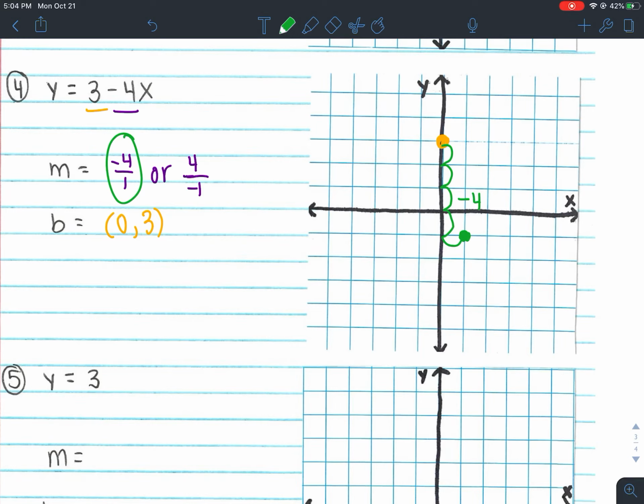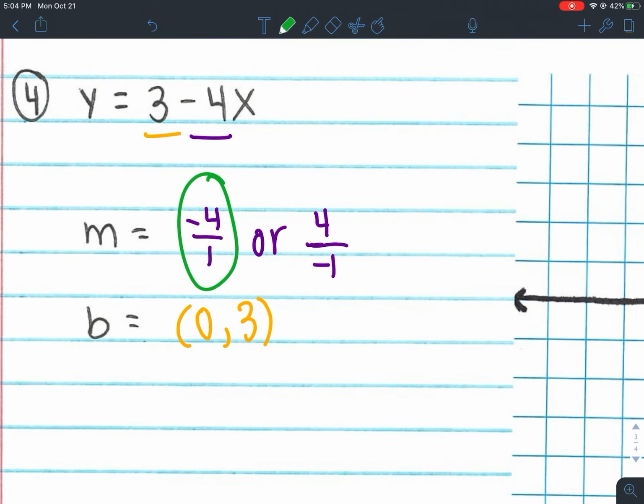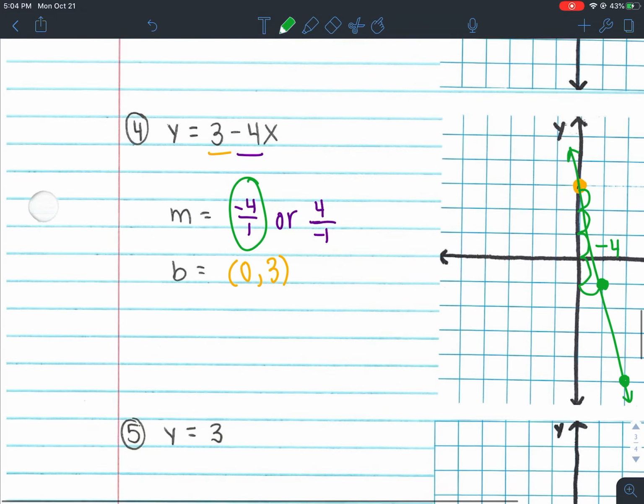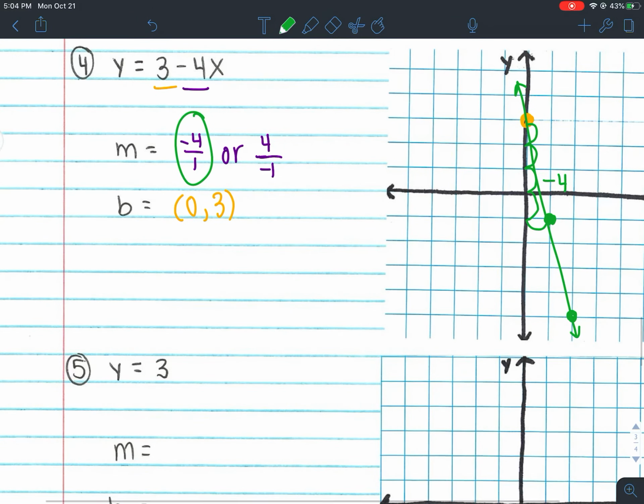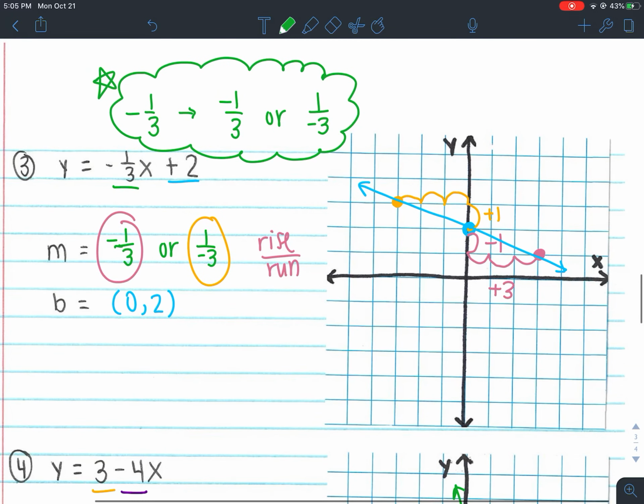And then I'm going to do the same thing again because I want at least 3 points. So this one I'm just going to keep going in the same direction. So I'm going to go down 4, 1, 2, 3, 4, and then to the right 1 because it's a positive 1. So if I check, this line is going in the negative direction. My line is negative, and my slope is also negative. So you want to check to make sure your slope and your line match up with each other.